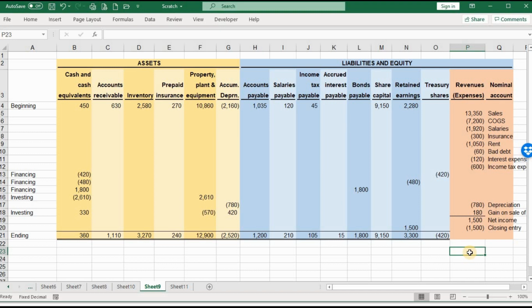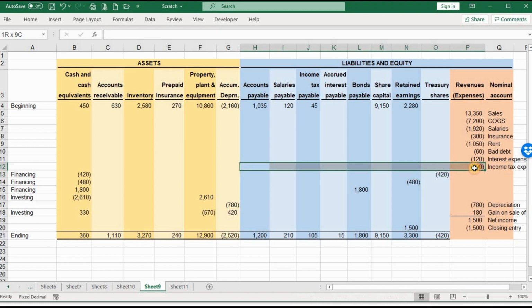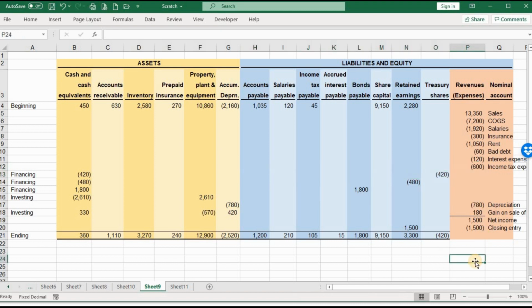Let's start with the income tax expense account. For the income tax expense account, we have a negative 600 on this side. Let's check if there is a related asset or liability account. The income tax expense is related to the income tax payable. The income tax payable has an ending balance of 105 and a beginning balance of 45 pesos, which means that the income tax payable has an increase of 60 pesos.